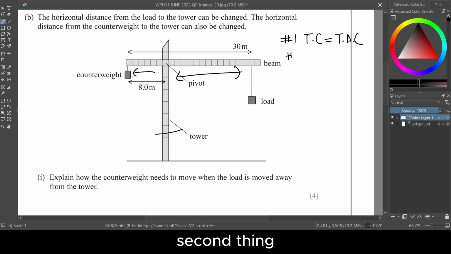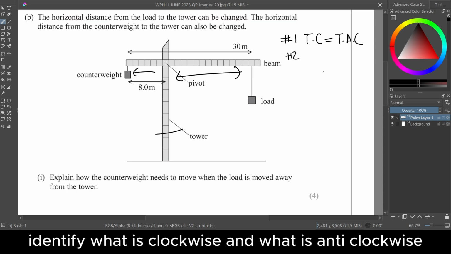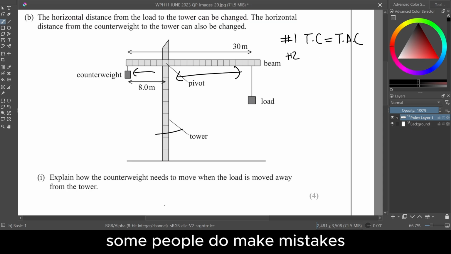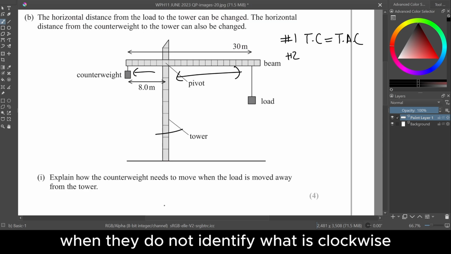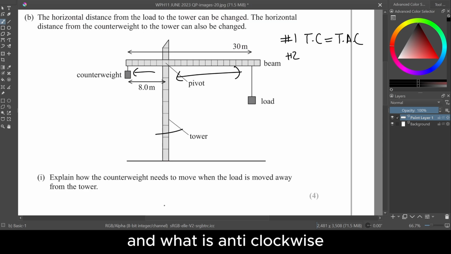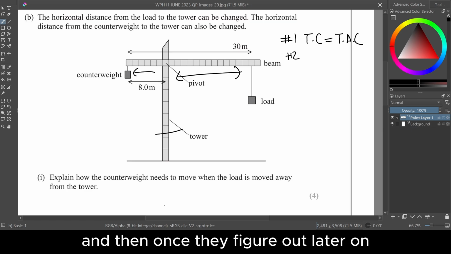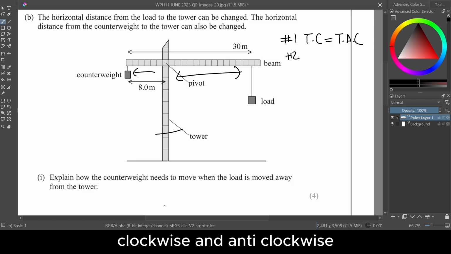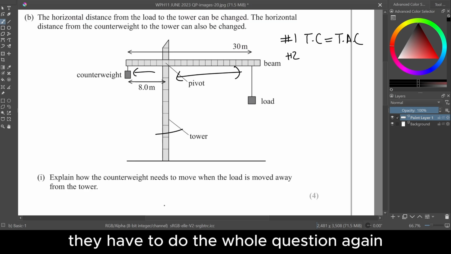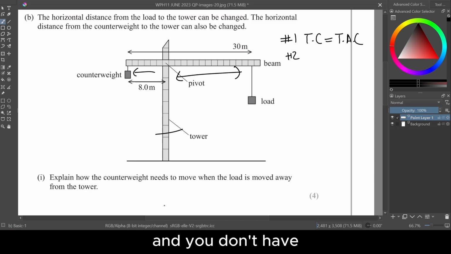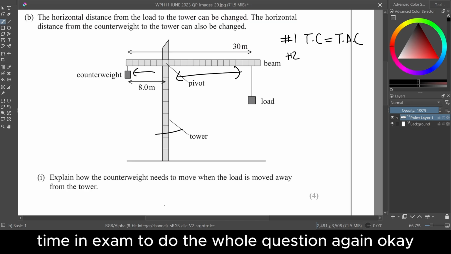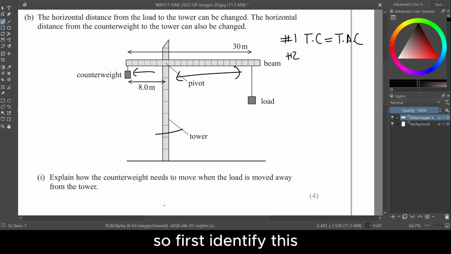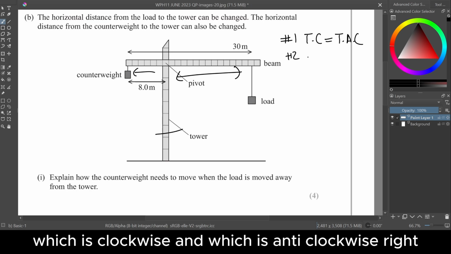Second thing, identify what is clockwise and what is anti-clockwise. Some people do make mistakes when they do not identify these, and once they figure out later on that they have chosen the wrong clockwise and anti-clockwise, they have to do the whole question again, and you don't have time in the exam to do the whole question again. So identify which is clockwise and which is anti-clockwise.